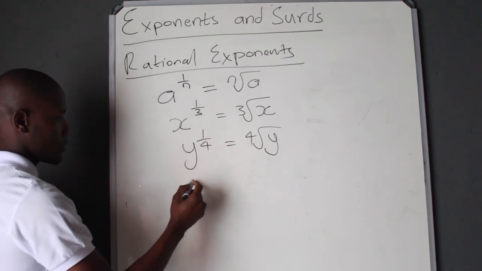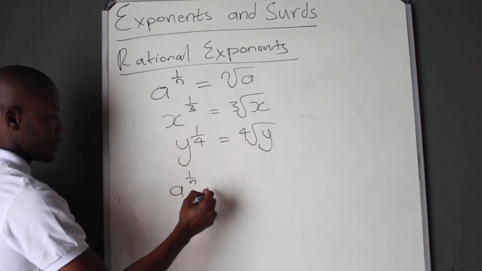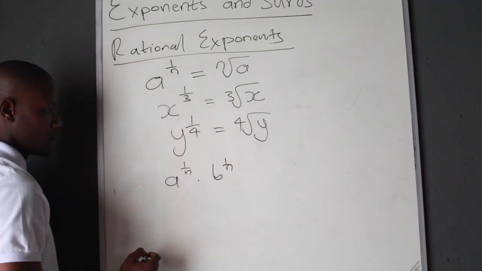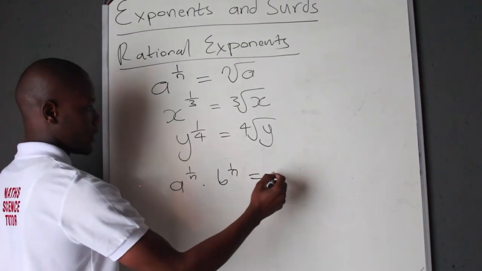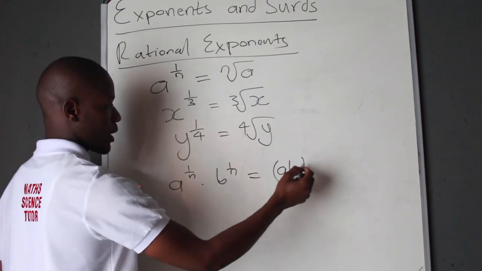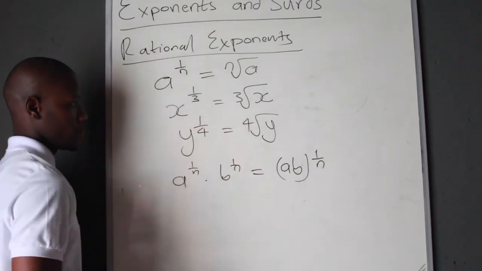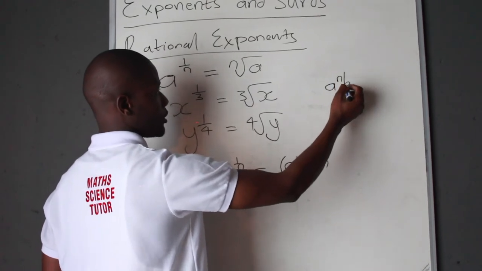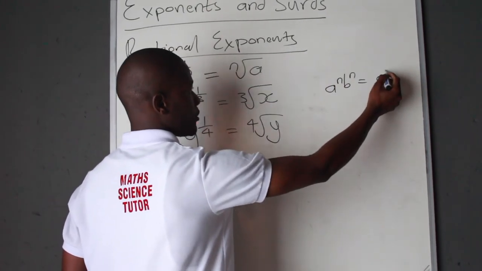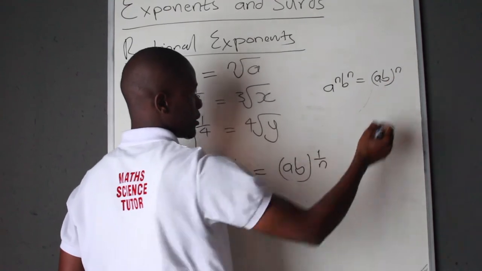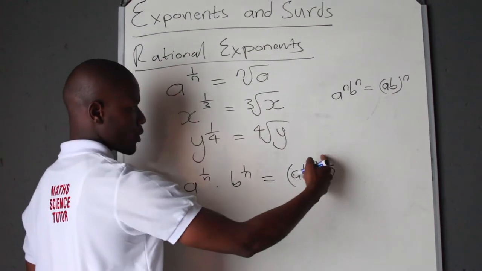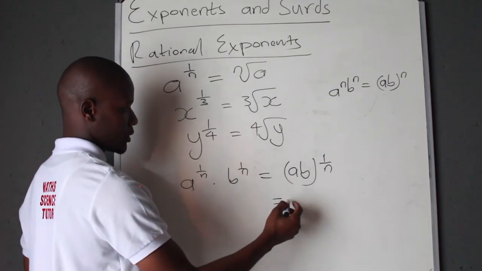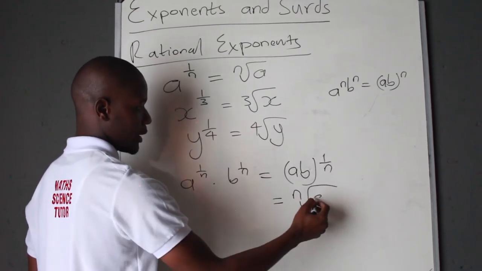So a to the power 1 over n multiplied by b to the power 1 over n is going to be (ab) all raised to the power 1 over n. Because from grade 10, a to the power n, b to the power n is equal to (ab) all raised to the power n. So 1 over n is a rational exponent. Therefore, it's the nth root of ab.